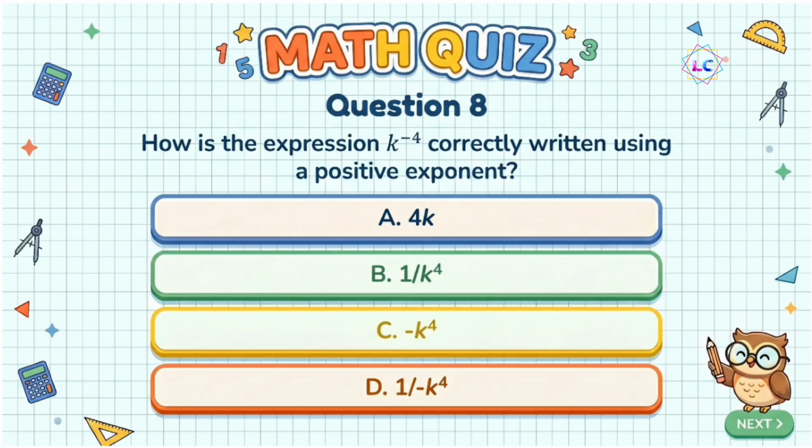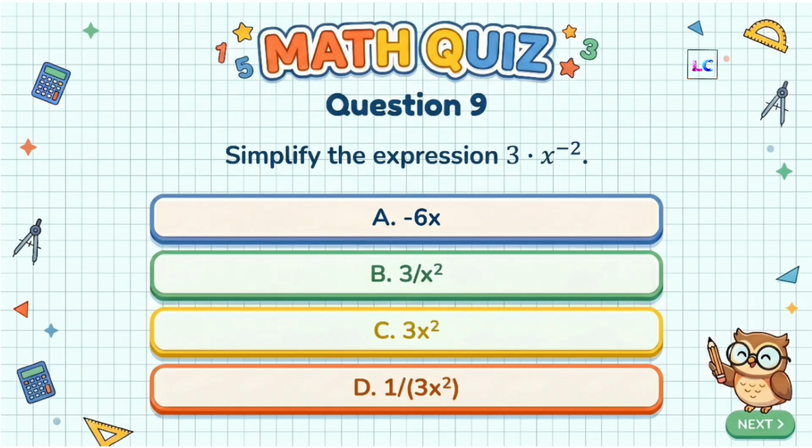Click Next. Question 8. How is the expression k power minus 4 correctly written using a positive exponent? The right answer is option B, 1 by k power 4.